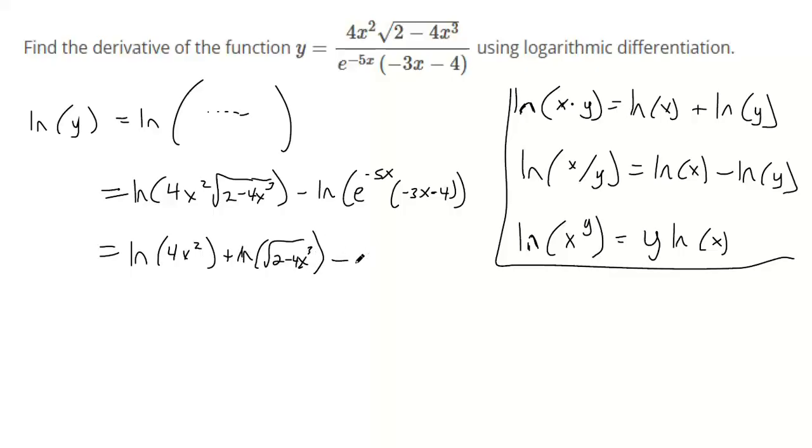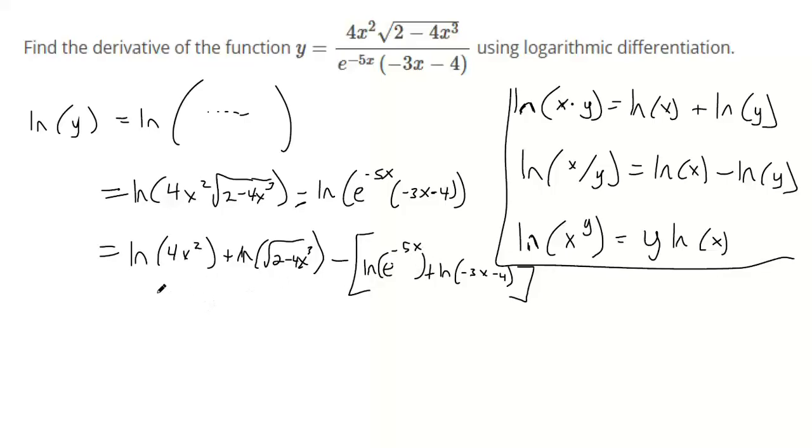And then we're subtracting it by, we'll do the same thing. This is like the x and this is like the y. So put the whole thing in a bracket. This is natural log of e to the negative 5x, plus natural log of negative 3x minus 4, then end the bracket. I put it in brackets to remind myself that I'm subtracting this entire thing. So the brackets make sure we're subtracting that entire result.